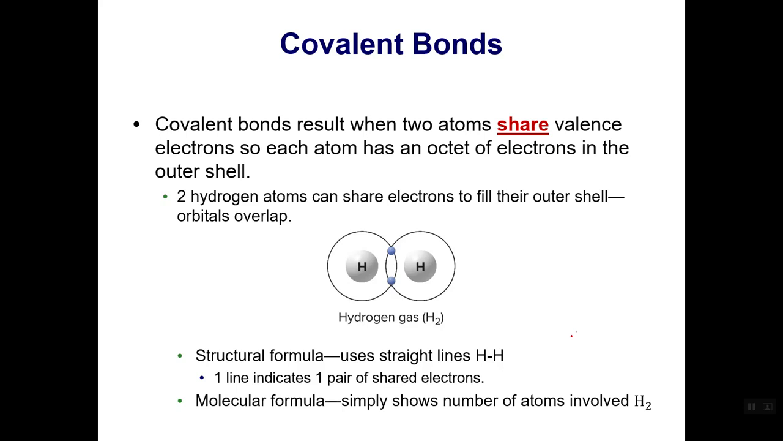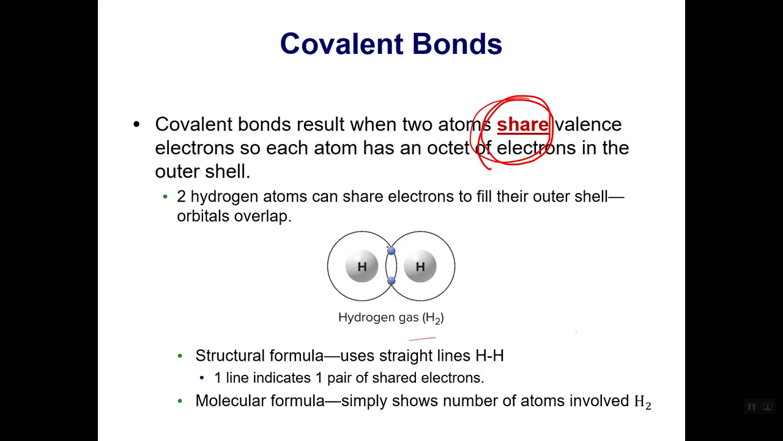Okay, the next type of bond is covalent bonding. In ionic bonding, it occurred between ions that lost and gained electrons. They donated and accepted. Here we have covalent bonds that share. All right, you need to know that difference. They share valence electrons so that they meet the octet rule.